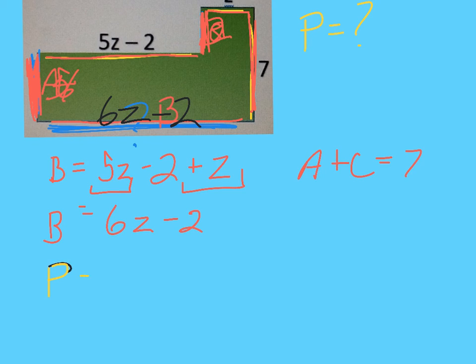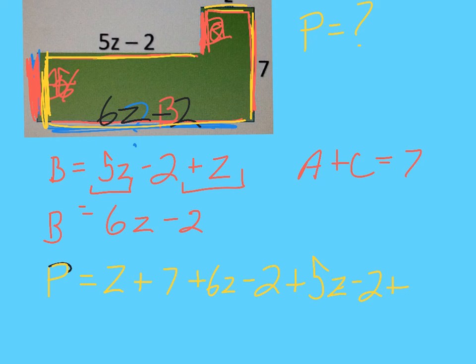There we go. My perimeter, right up at the top, that was z, plus 7. We did the bottom. We said that was 6z minus 2. Now we don't know that side for sure. I'm going to put on this side. Let's put on 5z minus 2. And now I'm going to put on the A. That's what we called A, and this is what we called C. But all of this is 7.